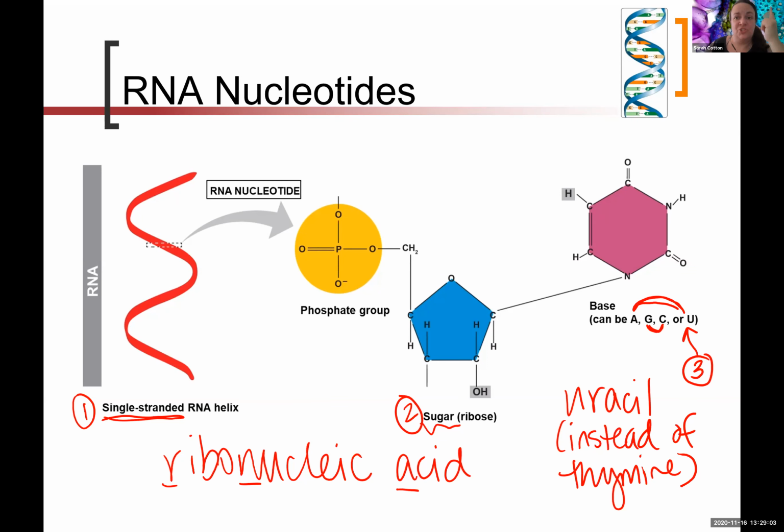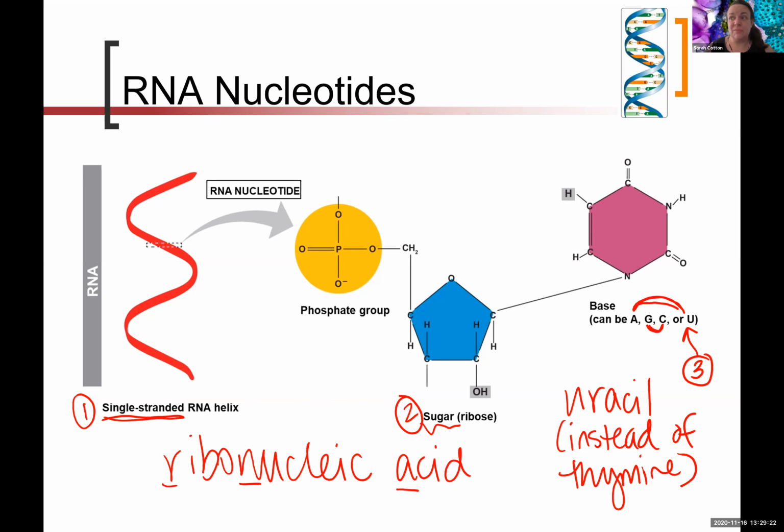That interruption was just long enough for me to completely lose my train of thought. Okay, so I think we got RNA, I think we talked about the differences. If not, it'll come up as we go.